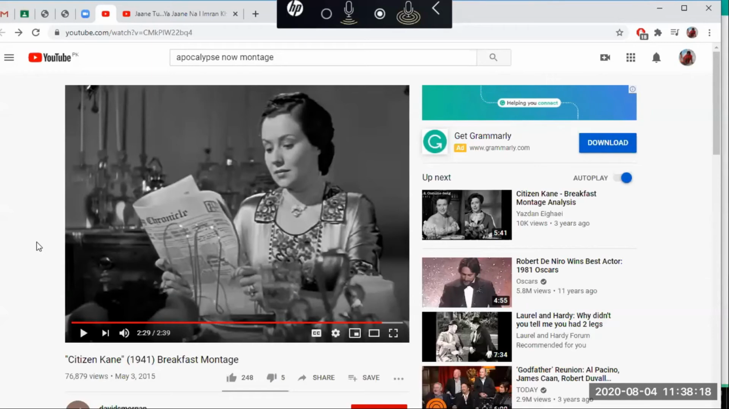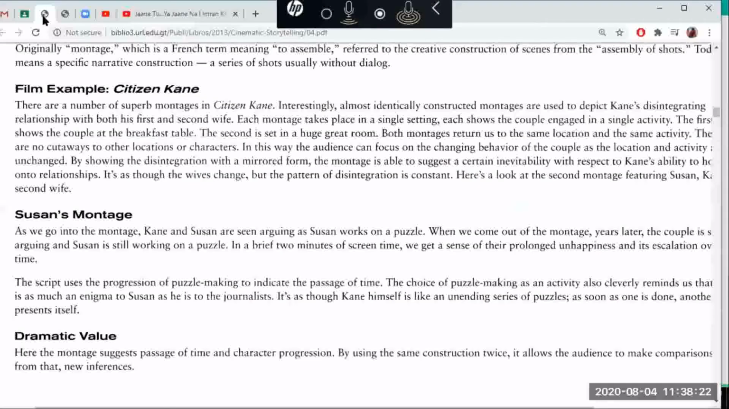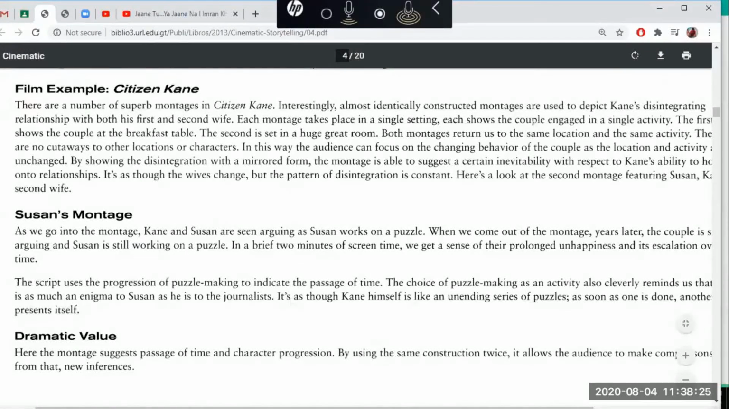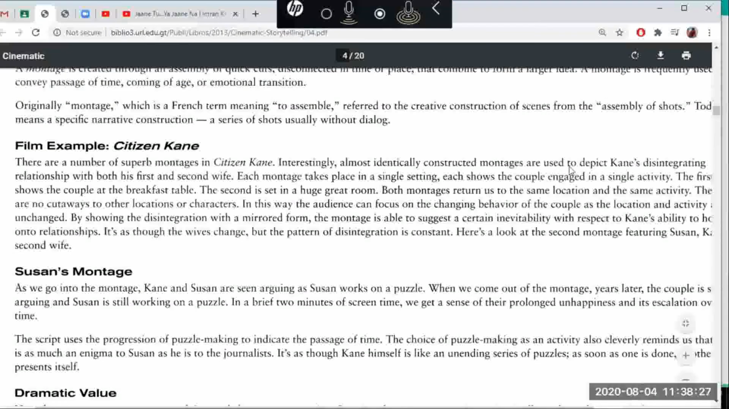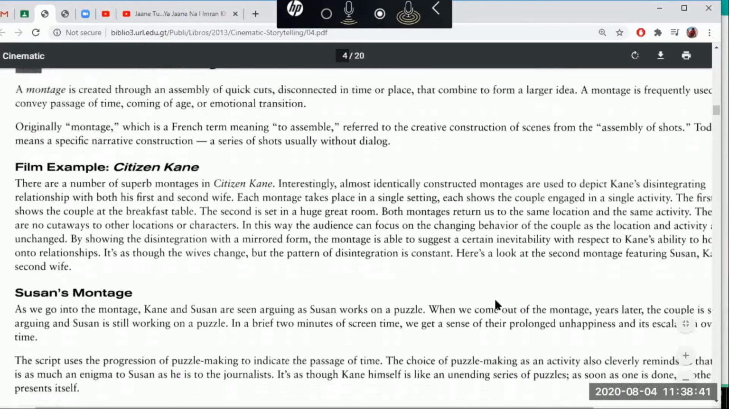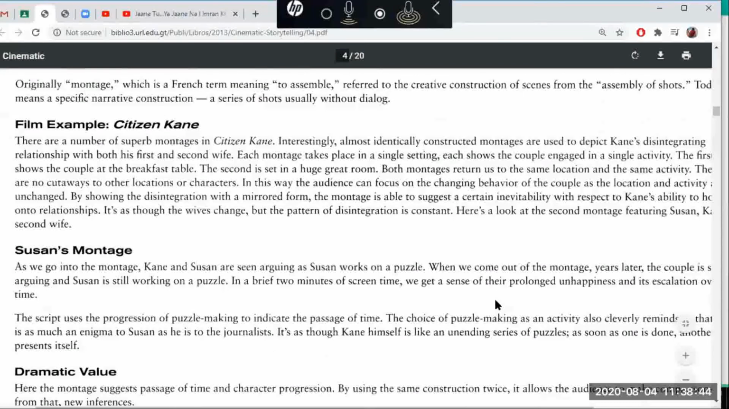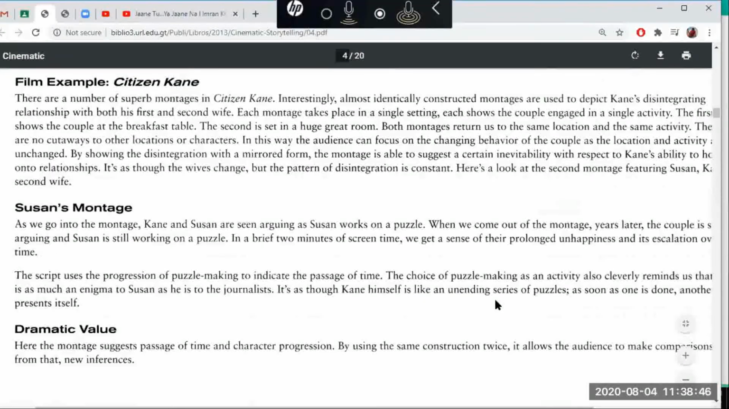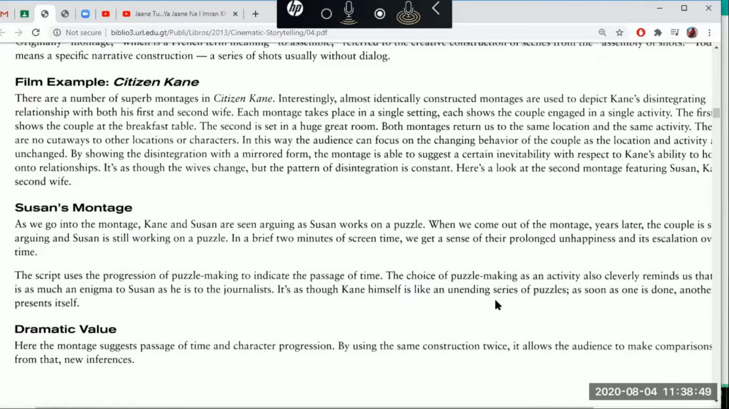So through this montage, he has done what he said earlier, that montage actually shows events or images that are disconnected in terms of time and place. And in the scene from Citizen Kane, we could see that it is also reflecting on the change in time, in their emotion, in their reaction towards each other.